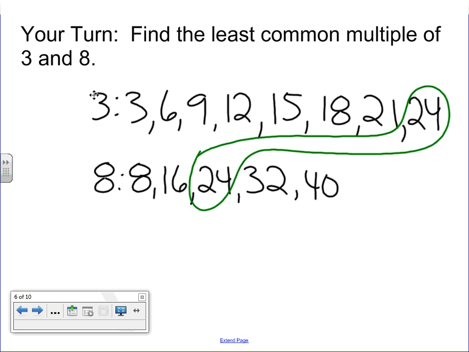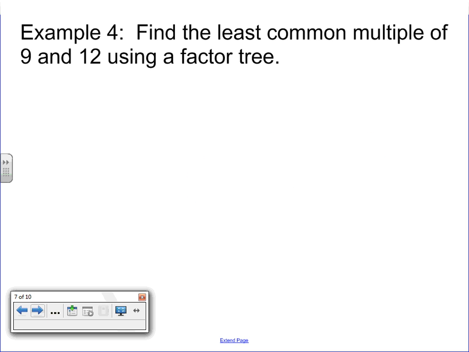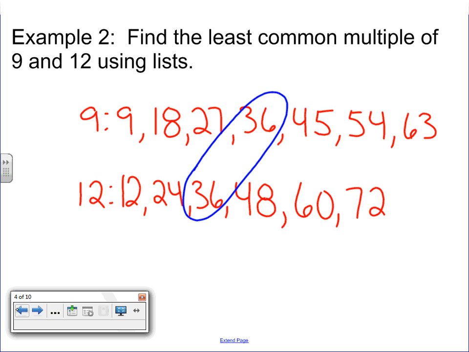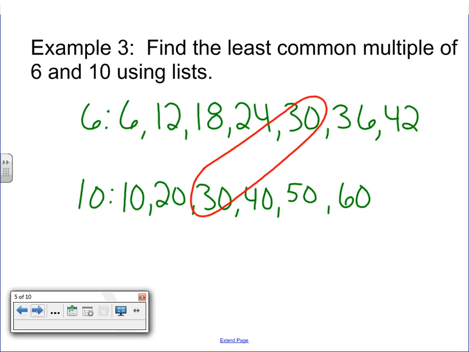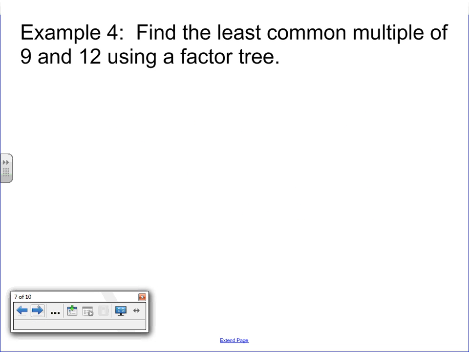Let's try a different method. This is the list method, and probably the easier of the two methods. But we're going to actually go and try prime factorization now. Now remember, we already did 9 and 12 once. That was our first example. We know it's 36. And that's okay that we know it, because it's nice to have an idea of where we're trying to go with this when we're done.